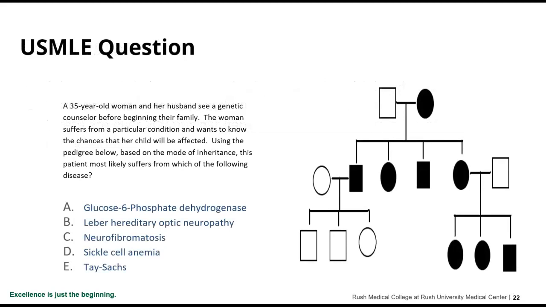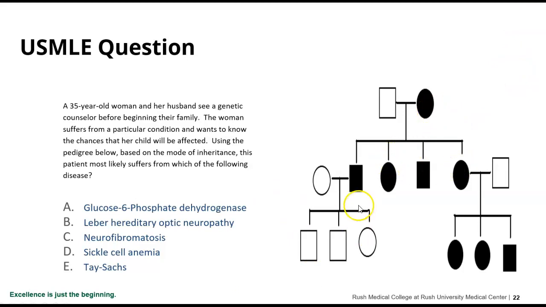So here is a question I took from a USMLE book. A 35-year-old woman and her husband seek genetic counseling before beginning their family. The woman suffers from a particular condition and wants to know the chances her child will be affected. Using the pedigree, based on the mode of inheritance, this patient most likely suffers from which of the following disorders? So you have to look at this pedigree and say, what's the inheritance pattern? And then you have to look at these possibilities and figure out what their inheritance patterns are.